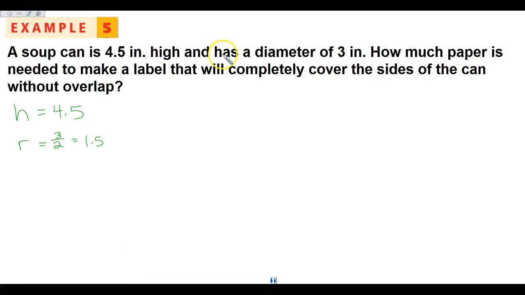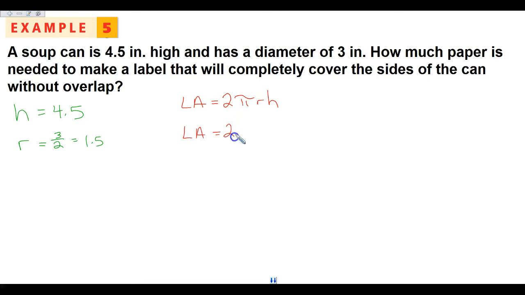Now, I want to know how much paper is needed to make a label that will completely cover the sides of the can without overlap. Well, if we are covering the sides of the can, they did not include the bases. So the only thing that we're looking at here is just that distance around the side. That means I'm searching for lateral area only. I don't need to add in the area of those two bases because I am not covering them with a label. So my lateral area formula is 2 pi rh.